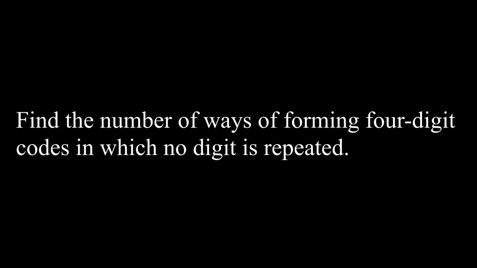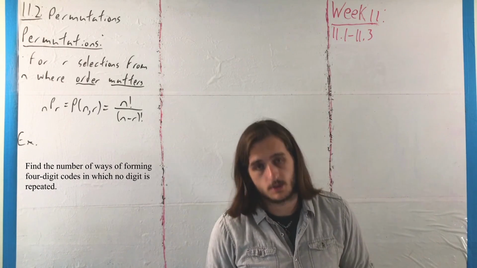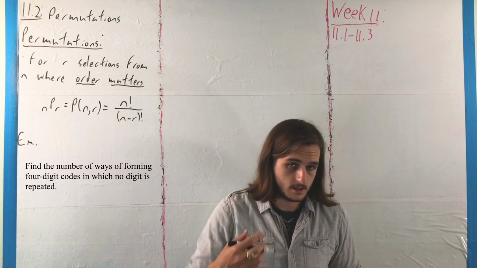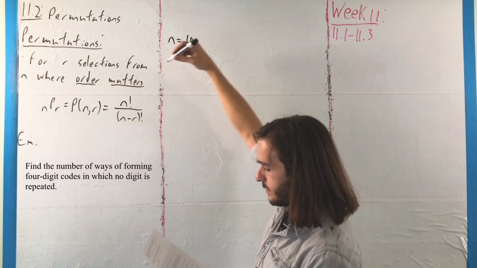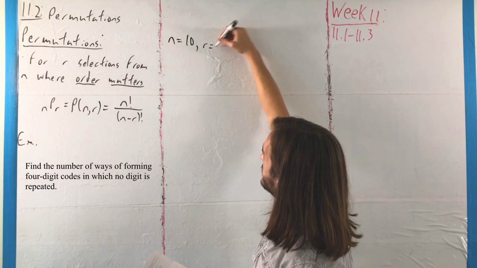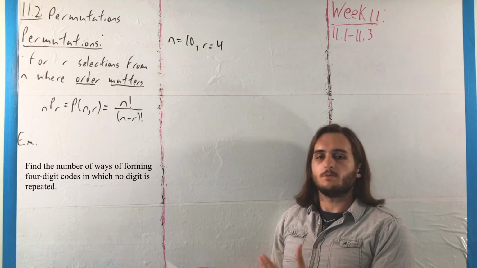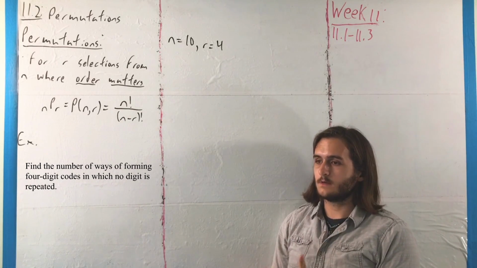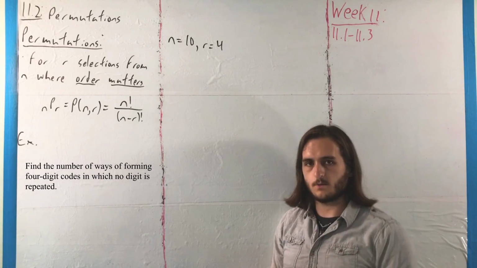Find the number of ways of forming 4-digit codes in which no digit is repeated. If we're trying to form 4-digit codes, each of our values comes from one of the 10 digits, 0 through 9. So n here is equal to 10, and we are picking 4 of them, so r is equal to 4. Note very importantly that we are not allowing for repeats, which means that instead of having 10 times 10 times 10 times 10, we're going to have to reduce our cases. This hints at the idea that they should call these permutation locks instead of combination locks, but we're not going to worry about that.